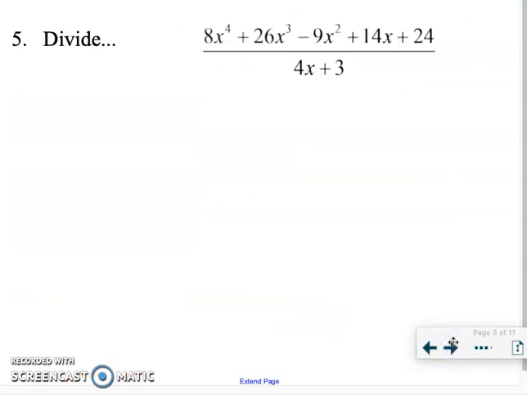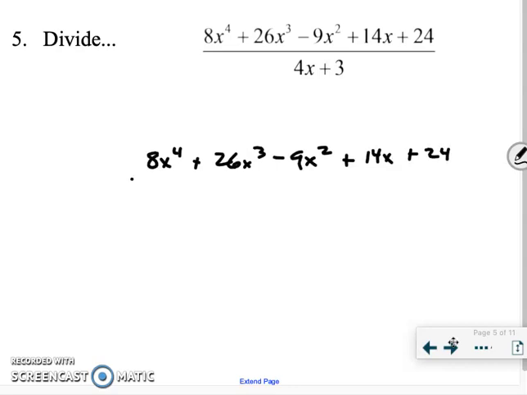Okay, number 5, we want to go ahead and do some division here. So bad news, we cannot do synthetic division in this particular problem. We've got 8x to the 4th plus 26x cubed minus 9x squared plus 14x plus 24. And I'm going to divide by 4x plus 3.